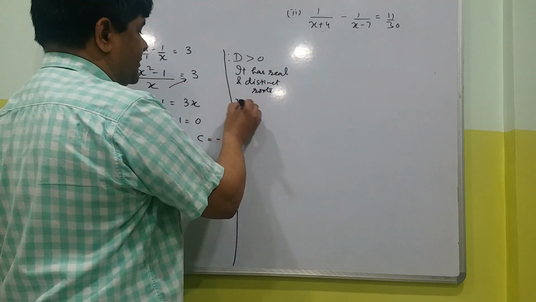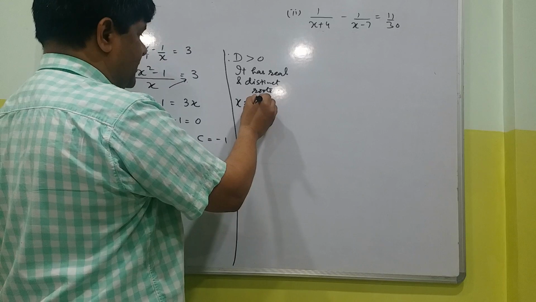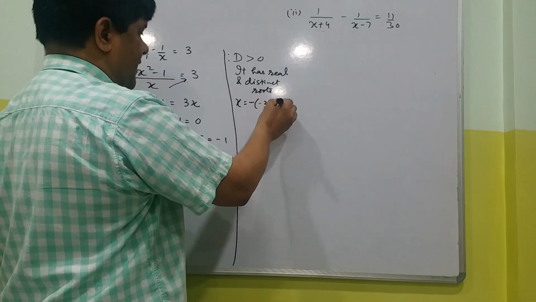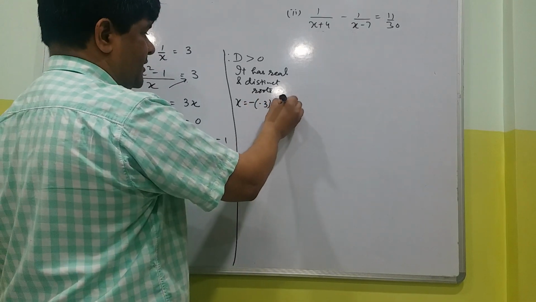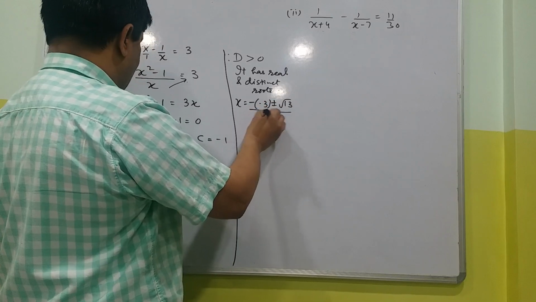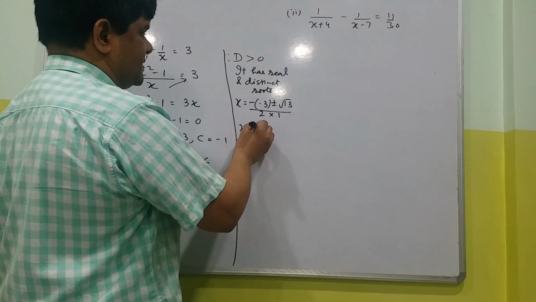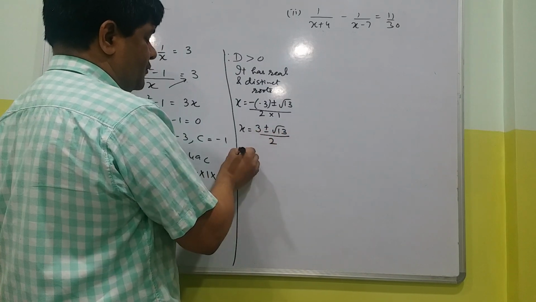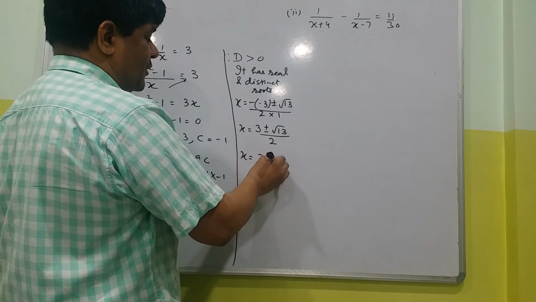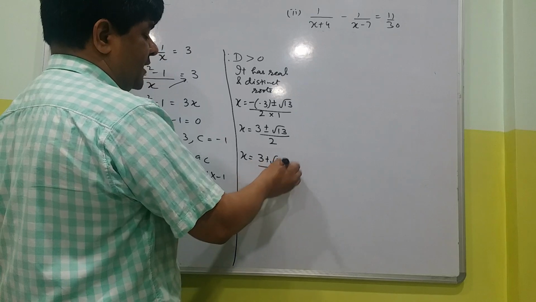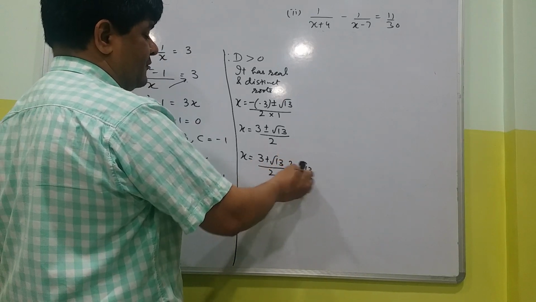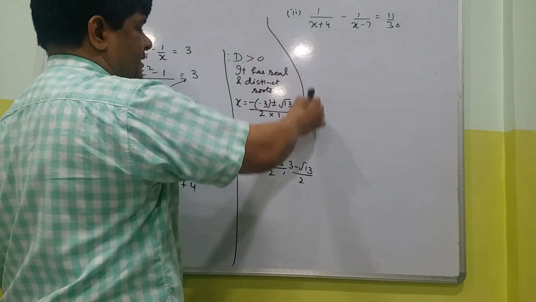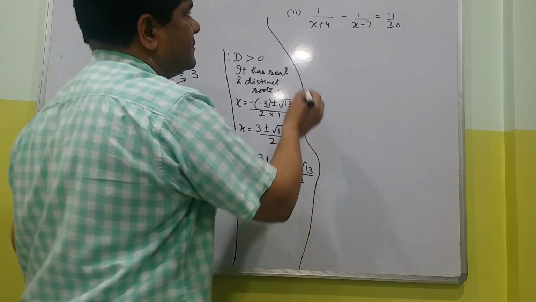So x equal to minus b plus minus under root D over 2a, that is 3 plus minus under root 13 over 2. So one root is positive, the other is negative, right? Similarly, you can solve the other part.